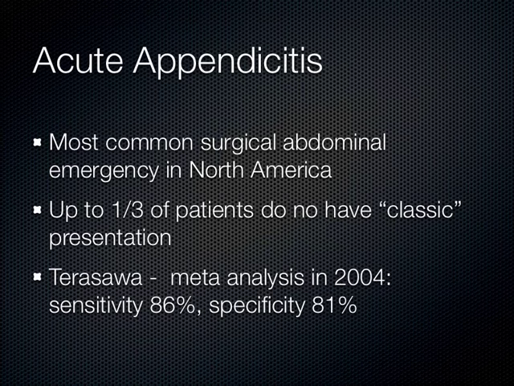Okay, switching gears, finally the appendix. And acute appendicitis, very, very common, okay? It's the most common surgical abdominal emergency in North America. About a third of patients, though, don't have that classic presentation, which is generalized abdominal pain that then locates itself to the right lower quadrant, what we call McBurney's point, and associated with anorexia and elevated white blood cell count. That's the classic presentation I just described to you.